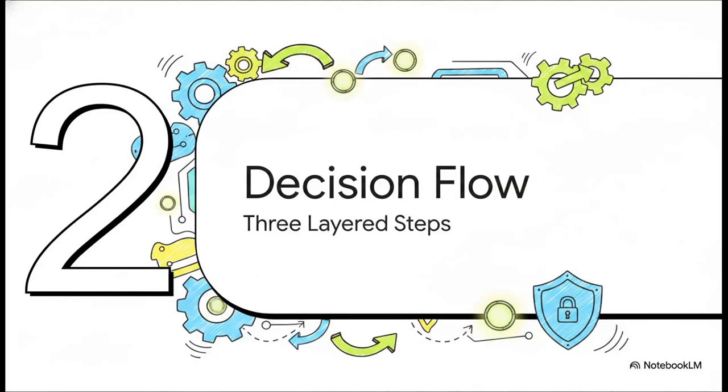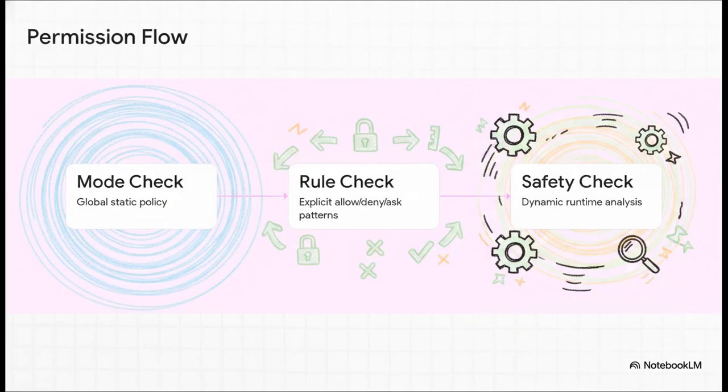Section 2, the permission engine decision flow. So the engine actually processes every single action through 3 distinct layered steps to ensure nothing dangerous slips through the cracks. It's like a defense-in-depth puzzle. First up, it looks at the mode, which is your static global policy. Then it evaluates rule checks, which are explicit allow, deny, or ask patterns evaluated with the very highest priority. And finally, it relies on built-in safety checks, which involve dynamic analysis performed by the tools themselves.